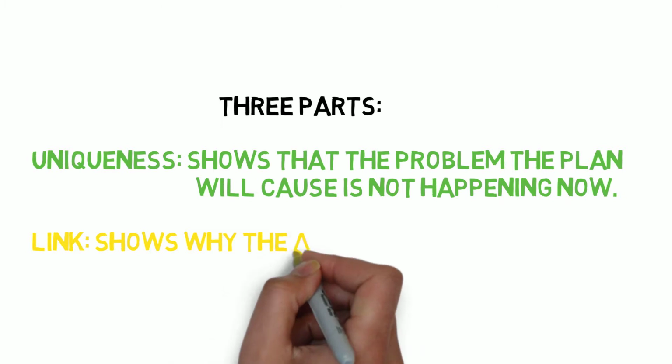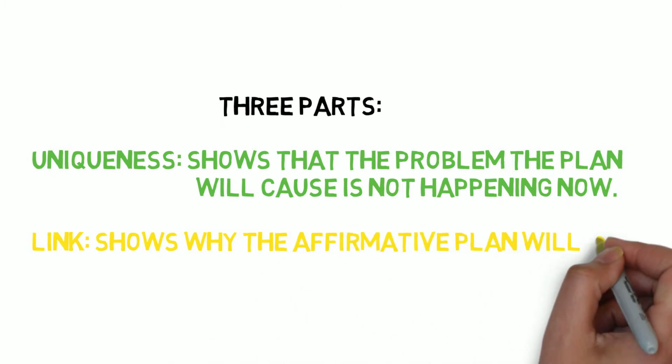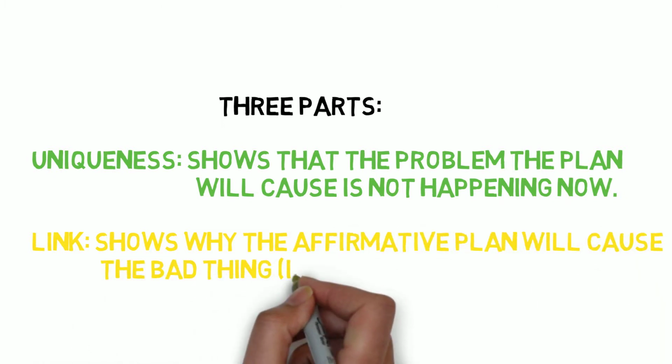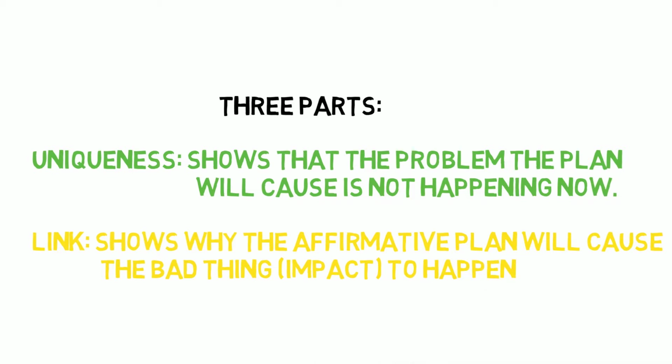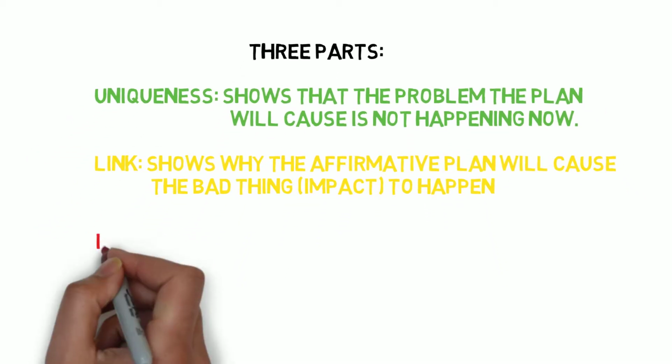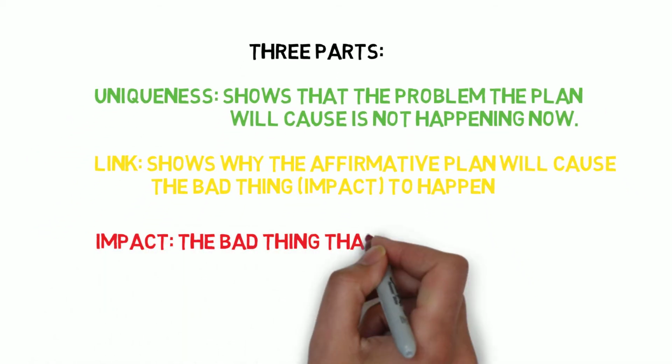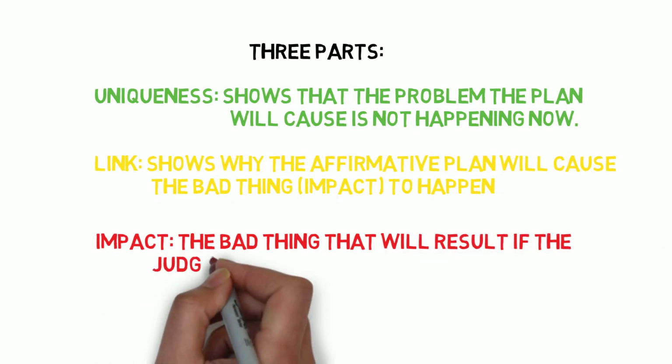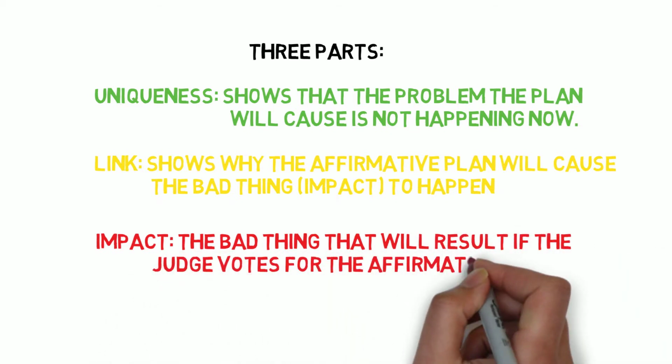Second is the link. The link shows why the affirmative plan will cause the bad thing, also known as the impact, to happen. Third is the impact. The impact shows the bad thing that will result if the judge votes for the plan.